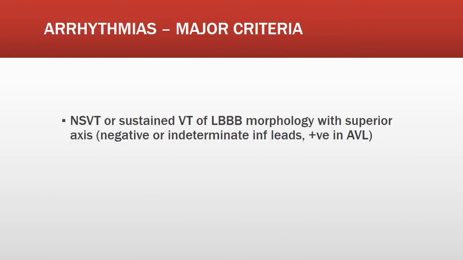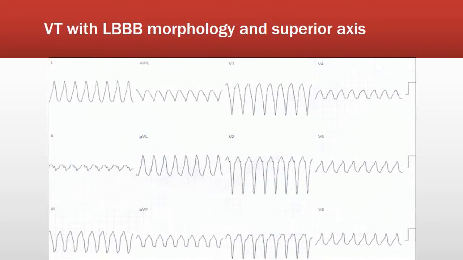So what about arrhythmias? What are the major criteria for arrhythmias? If you have a non-sustained VT or a sustained VT of left bundle branch block morphology with a superior axis, meaning it is negative or indeterminate in the inferior leads and positive in aVL, that is a major criterion for ARVC. You are going to have a left bundle branch block because the VT is coming from the right ventricle. And I have an example here. You can see that it's a left bundle branch block morphology, and it is negative in 2, 3 and aVF, but it is positive in aVL.